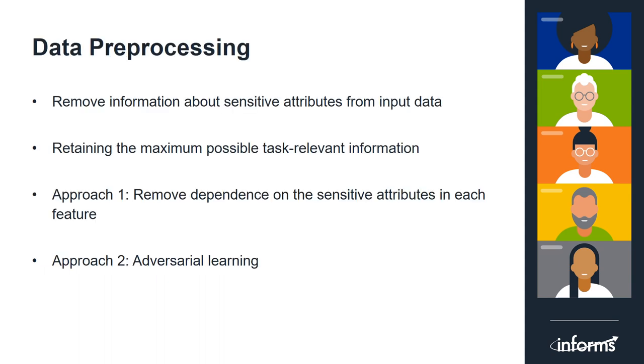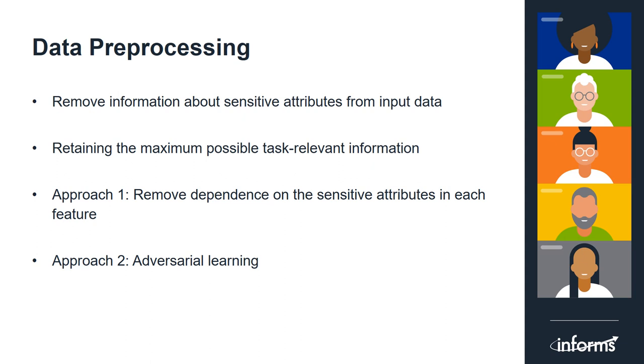Data pre-processing aims to remove or mitigate potential bias by transforming data so that it contains no information about sensitive attributes, but retains the maximum possible task-relevant information. Recall that even when sensitive attributes are not included in the input features, algorithms can still infer sensitive attributes from other features because of redundant encoding. Therefore, the transformed fair representations of the original data need to be statistically independent of the sensitive attributes.